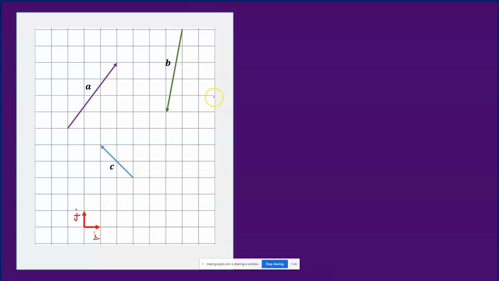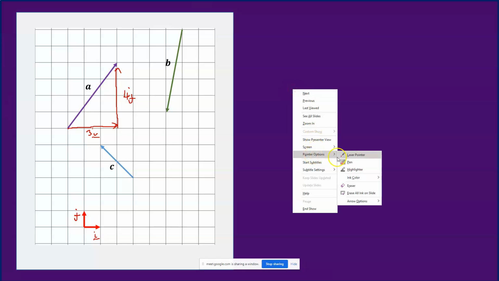So for vector A here, this is 1, 2, 3 this way. So I say the vector describes a journey. So A is 3i, and then I need to go up, which is 4j. Okay, so I'll write it over here. I'll write it in white. I have to keep changing colour.